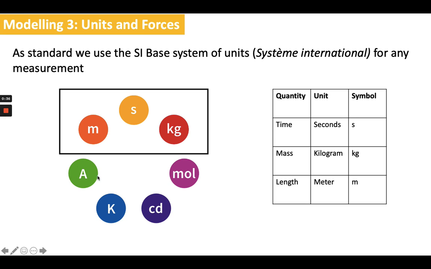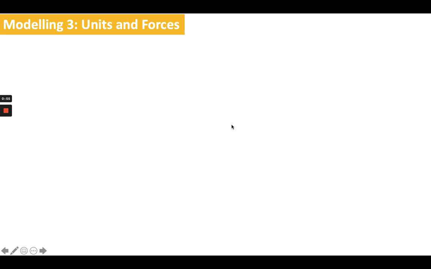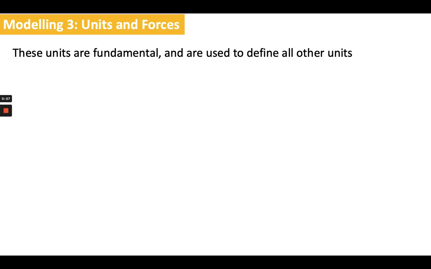The other 4 on our list here we'll use in other sciences. So we've got amperes or amps for current, Kelvin, which measures temperature, candela, which is a measure of luminosity or light intensity, and moles, which most of you will have come across in chemistry. This SI base unit system, which we'll focus primarily on the first 3 of, can be used to construct and define all other units. Every unit will be made up of a mix of those 7 units.